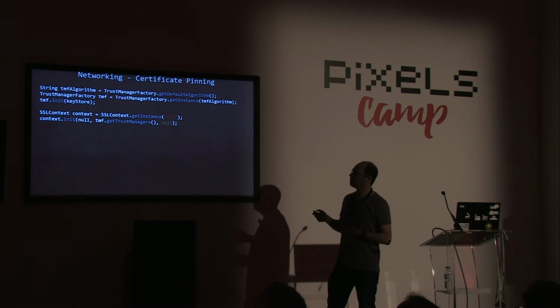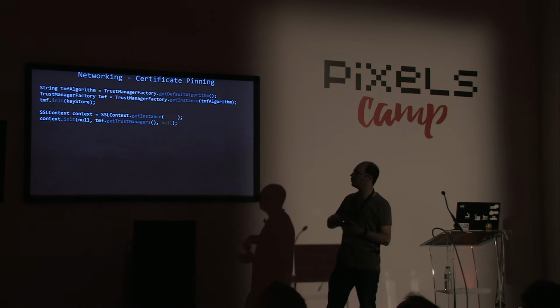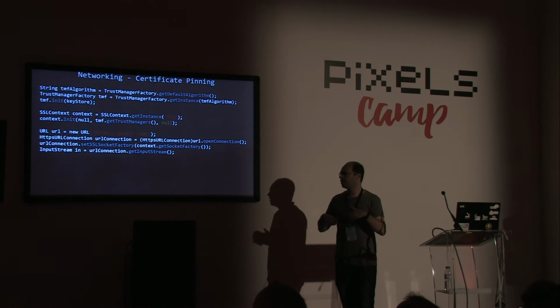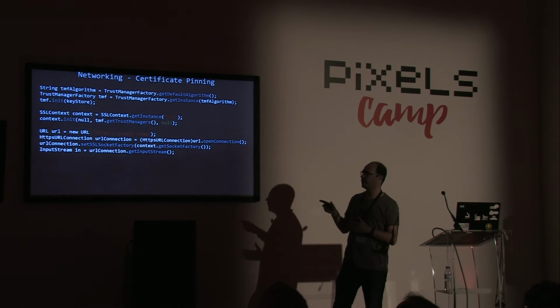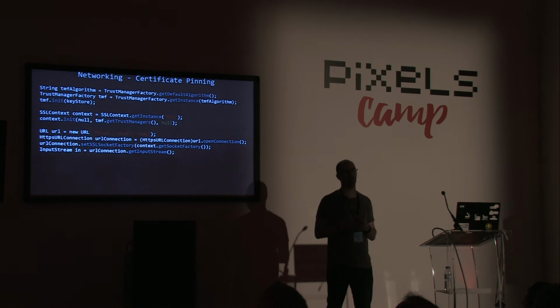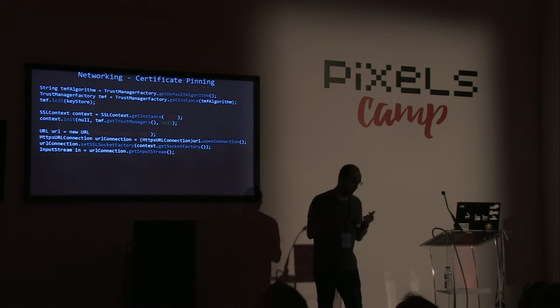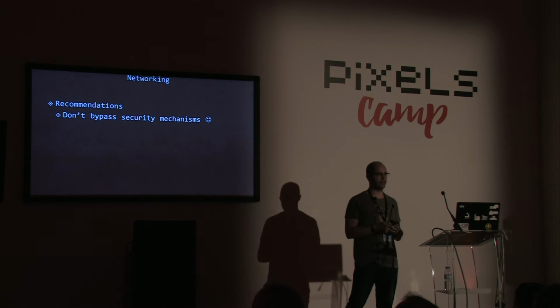Like the other example, we are going to use again an SSL context, and we are going to initiate it with our trust manager. Finally, we do the connection that we do normally, and we define the SSL socket factory for that URL connection with that socket factory. What this accomplishes is that the application is only going to talk with that specific certificate. So if the server is not presenting that particular certificate, the application is not going to communicate with it.